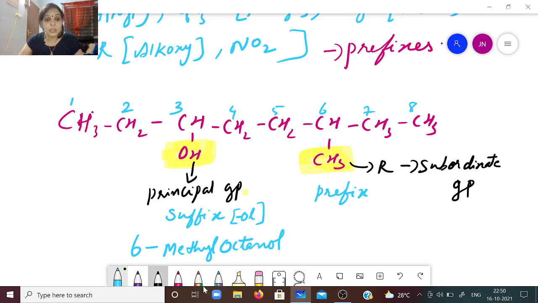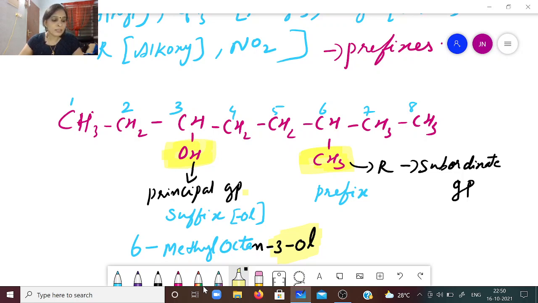So what should I do? I have to break it here and I have to add 3 to this. So what should I do? Octan-3-ol should be added. So you can see that this is more important here. Octan-3-ol. So 6-methyl octan-3-ol is the name.